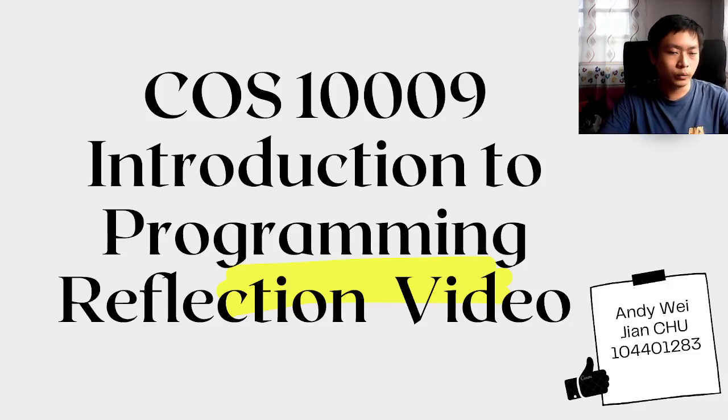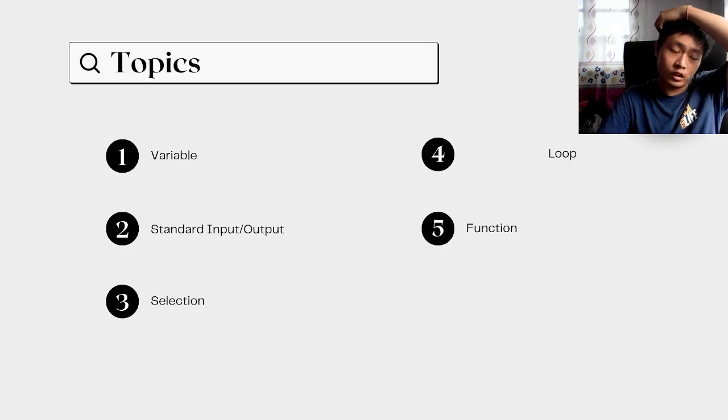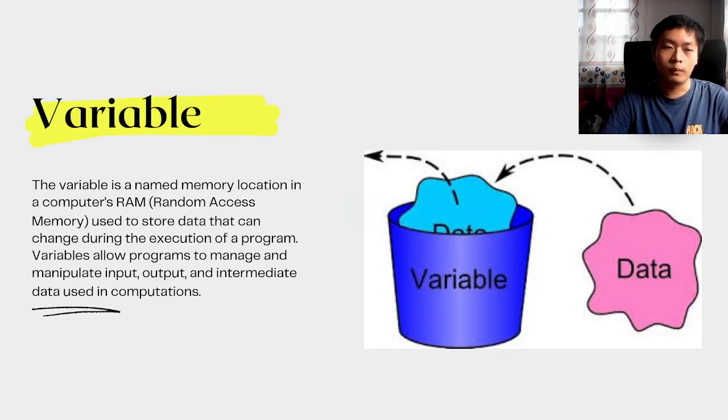Today I'm going to record a reflection video for this program. First of all, I will talk about variables, input and output, selections, loops, and functions. A variable is a name for a memory location in the computer.